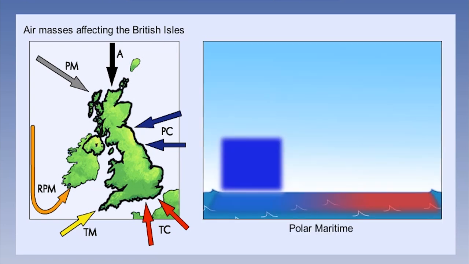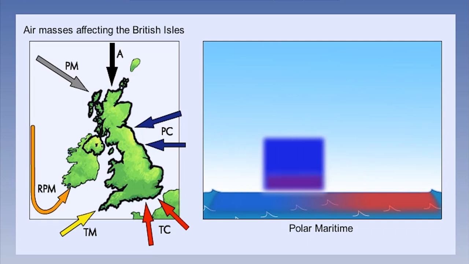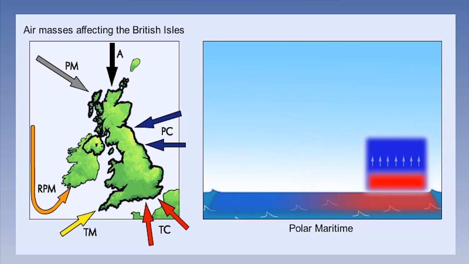Polar maritime. Polar maritime air approaches the British Isles from the northwest. Its source region is the North Atlantic, where it is stable initially, but when moving south, it will pass over warmer surfaces, and as a result, be warmed from beneath. This will cause it to become increasingly unstable as it approaches Europe. Its relative humidity is quite high, but it has good visibility associated with it.